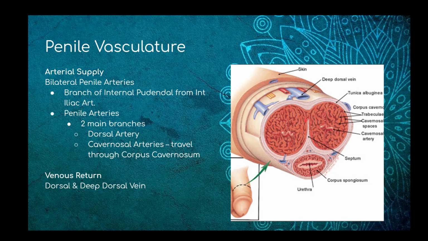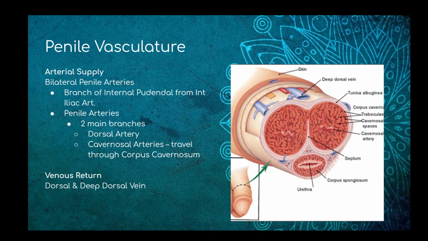The penis arteries then branch into the dorsal artery, which we can see up here, and into the cavernosal arteries, which are the ones that run through the middle. Remember, the cavernosal arteries are also known as central arteries or as deep arteries. They have a few names. So the dorsal artery, the one that runs along the top, and the deep artery are branches of the penile arteries.